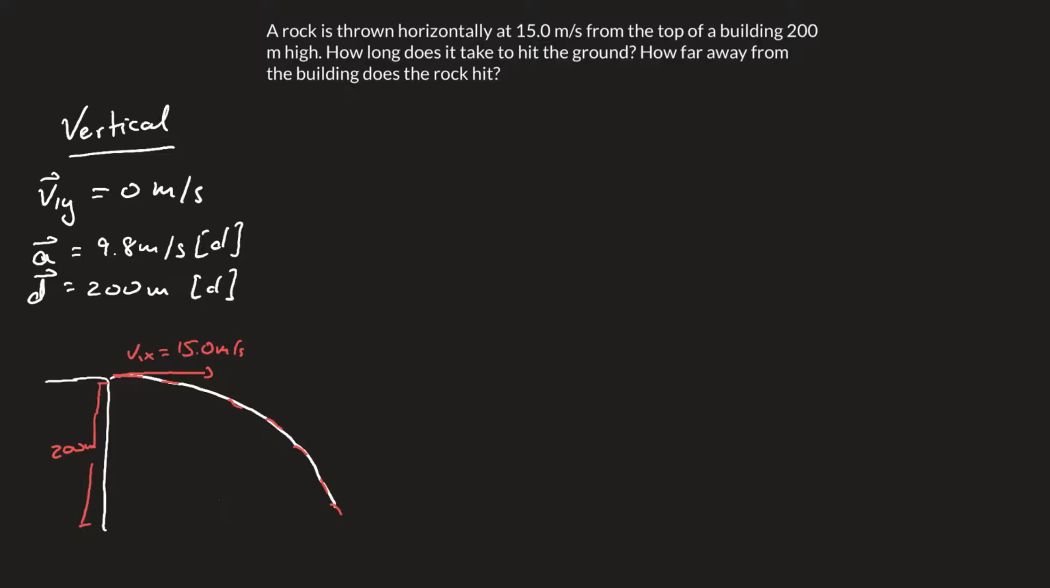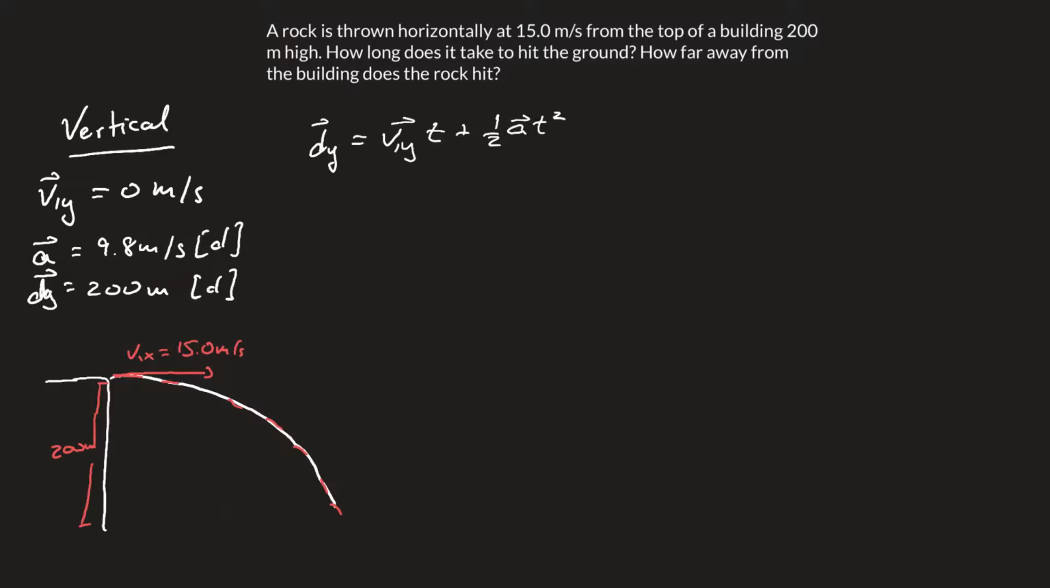So if we take our vertical components, we can first look to solve for the time. To do that, we're going to use the equation dy, because this really is just the vertical component of our displacement, is equal to v1y times t plus 1/2 a t squared.